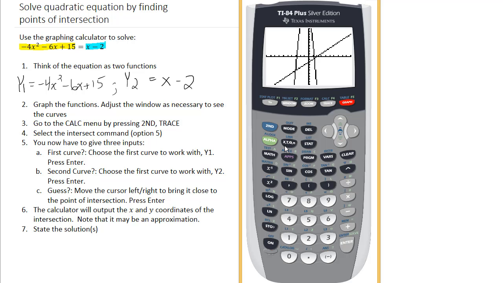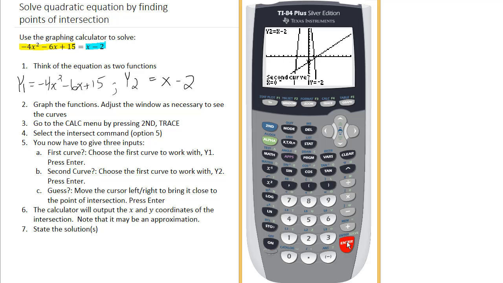To bring up the intersect command, we will go to the calc menu by pressing second and the trace key. And I see that the intersect command is the 5th option. I'll move down to it and press enter. And now the calculator asks for a first curve, then a second curve, and a guess. Well, I only have 2 curves that I'm working with, y1 and y2. And so for the first curve, notice it says y1 at the top. For the first curve, I'll just use y1. I'll press enter. For the second curve, notice it's automatically moved to y2.